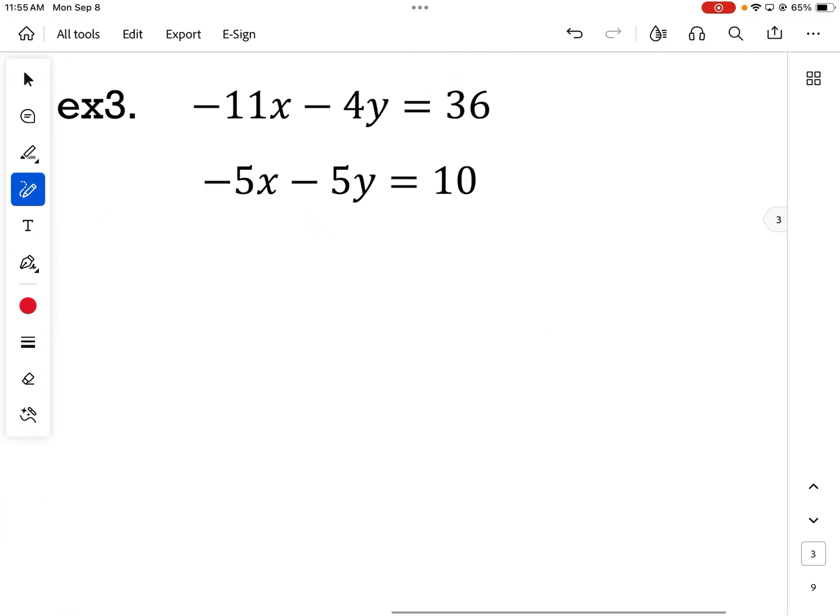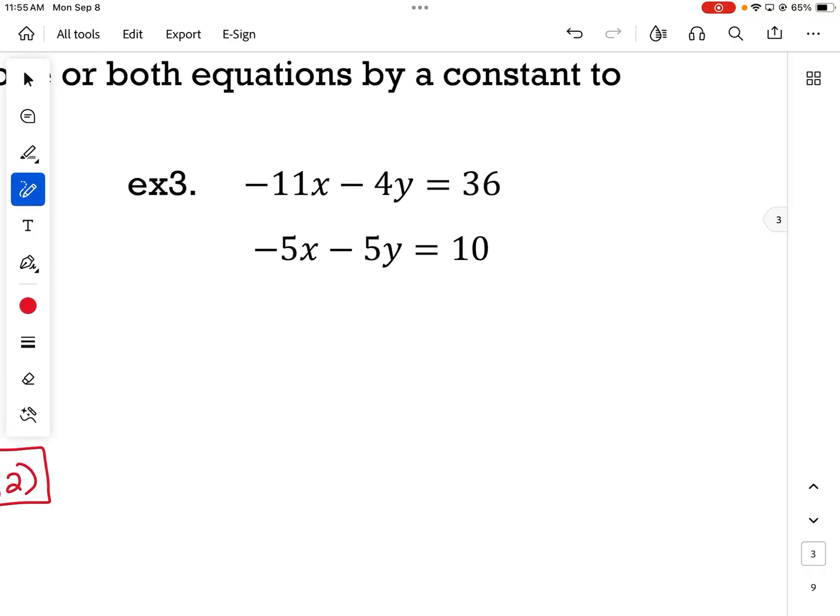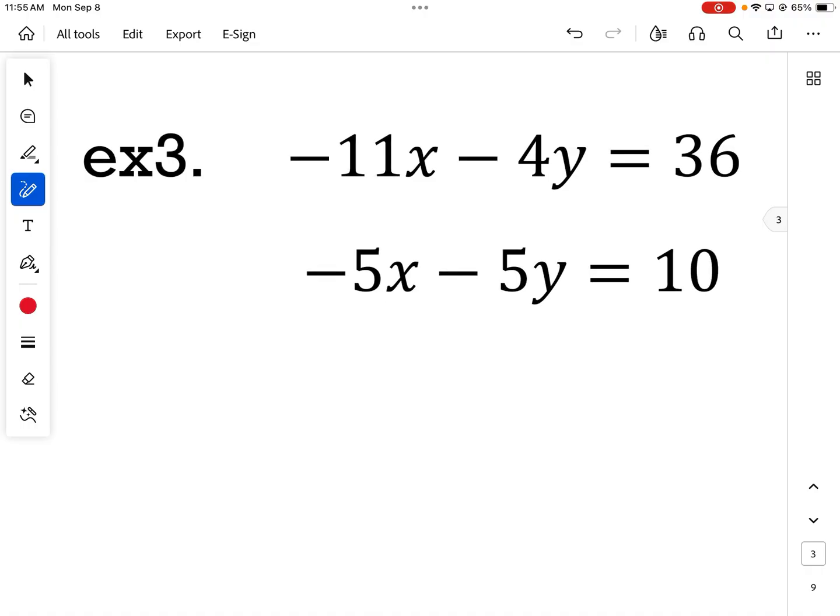Okay, go to example 3. Okay, look at our x's. 11, negative 11, and negative 5. And then our y's, negative 4, negative 5. So I want to be able to cancel one of them out, either x's or y's. So we're going to have to do a little bit more work because I can't multiply 5 by something to get 11, or 5 by something to get 4, or 4 by something to get 5. So I've got to actually multiply both equations by a number.